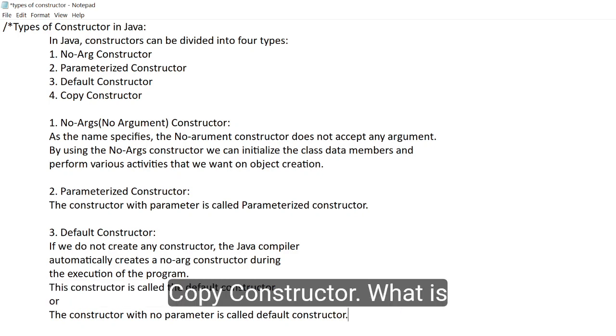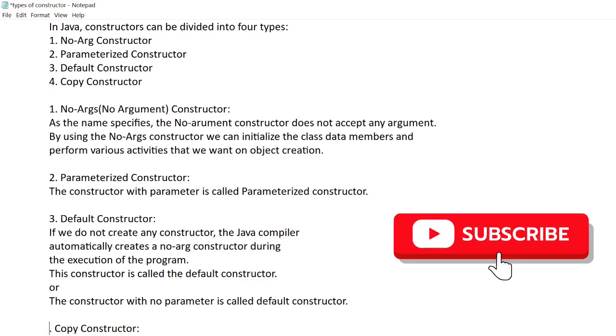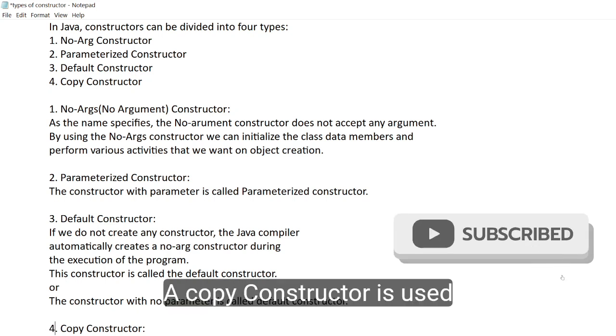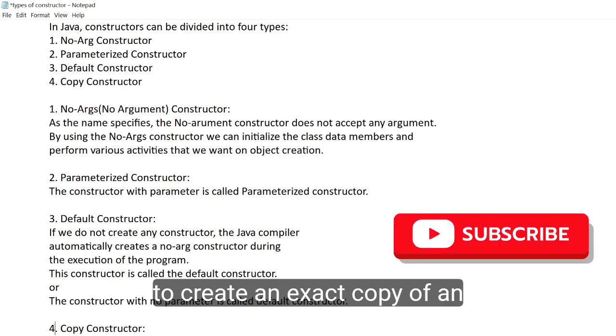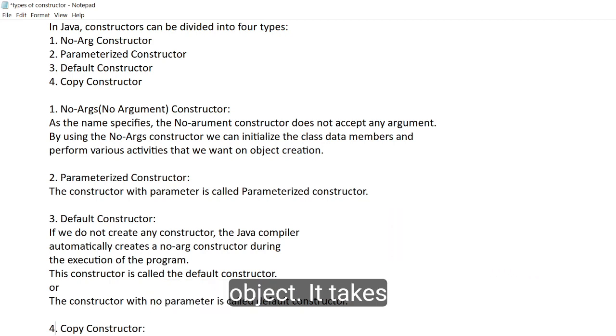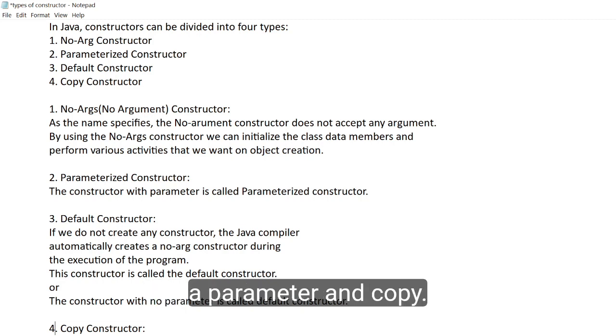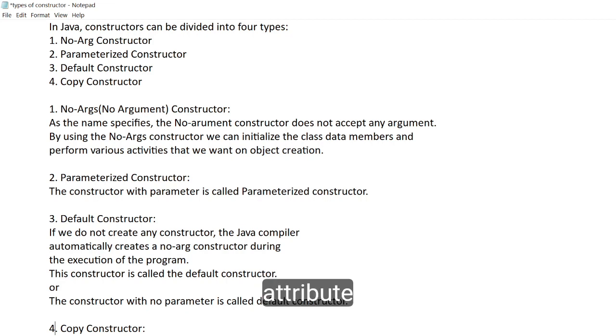Copy constructor. What is copy constructor? A copy constructor is used to create an exact copy of an object. It takes an object of the same class as a parameter and copies its attribute.